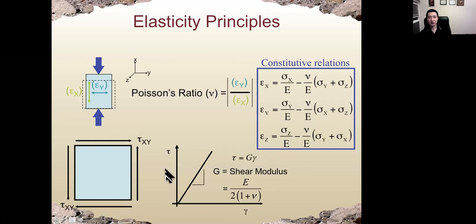And here shows shear stress. The shear stress tau is equal to G times gamma, where G is the shear modulus and gamma is the shear strain. The shear modulus is a function of the E value, the modulus of elasticity, and also Poisson's ratio of concrete. Again, this is by assuming the material is a purely elastic material.